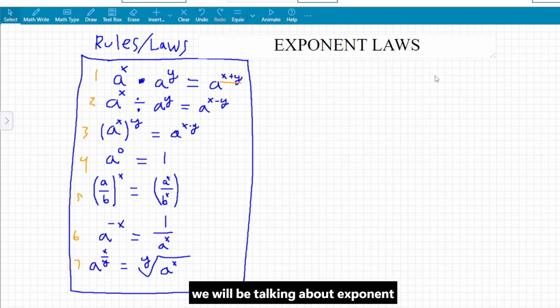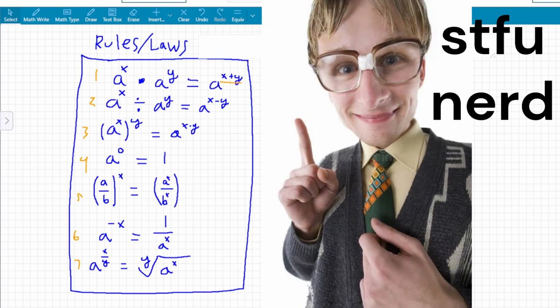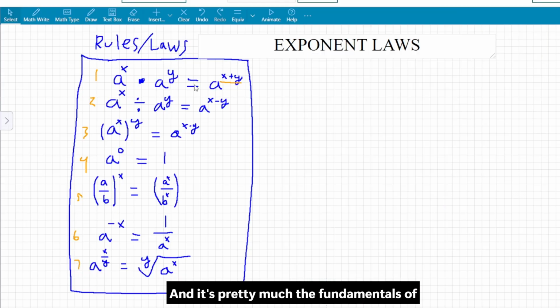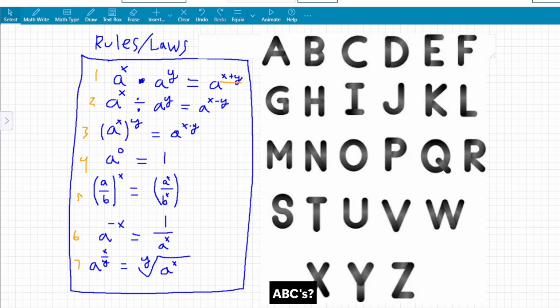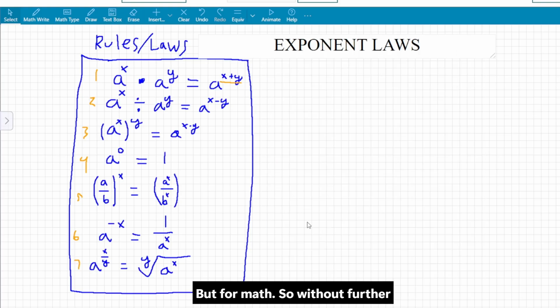Today we will be talking about exponent laws. Exponent laws is one of, if not the most important part of math, especially going to the higher levels in high school where I'm at. And it's pretty much the fundamentals of everything. So basically like your ABCs, but for math. So, without further ado, let's jump right in.